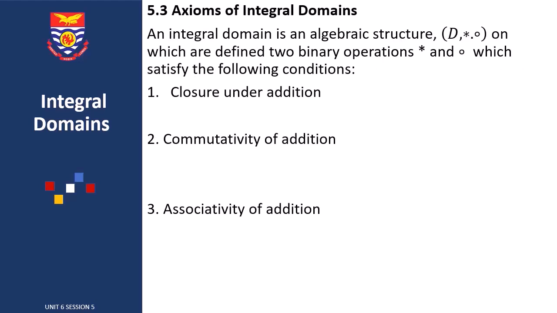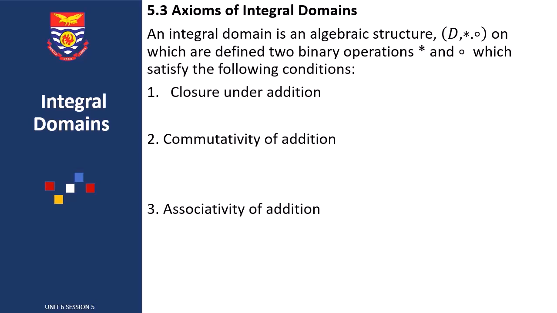Okay, axioms of integral domain. So here we have a number of them. I'll try to state a few of them, and the rest you can go through. An integral domain is an algebraic structure on which are defined two binary operations, star and the circle, which satisfy the following conditions. So the first condition is closure under addition.